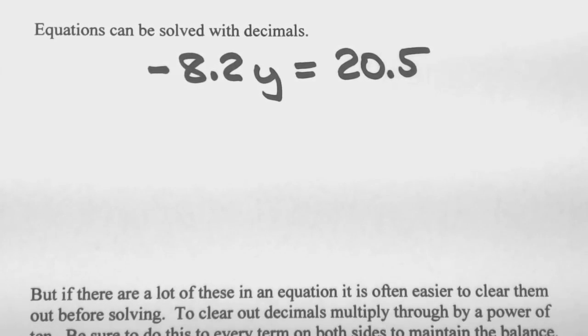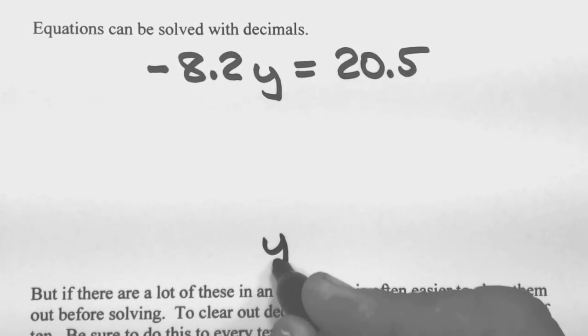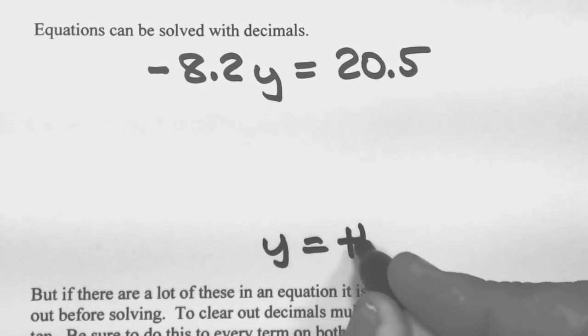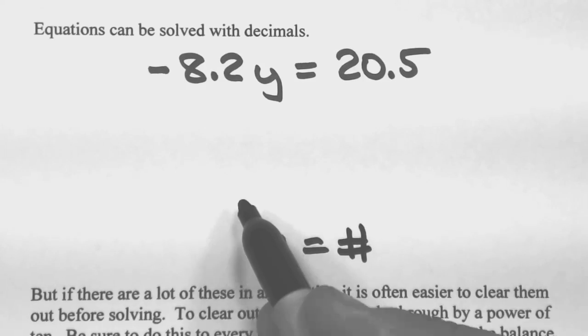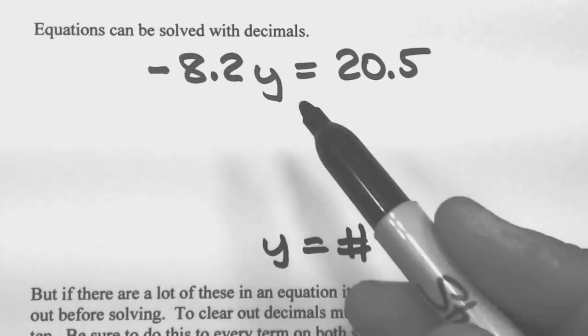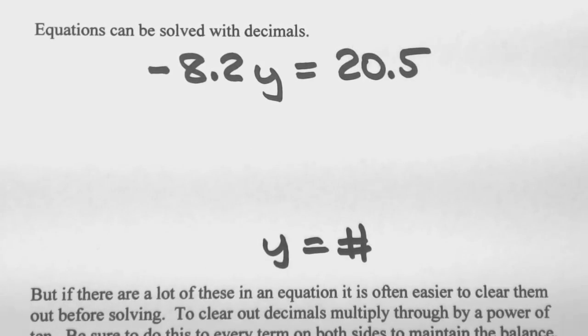So, nobody to move here. Remember, of course, our goal is y equals whatever number the answer is. In this particular problem, we already had just a y term on the left and the plain number on the right. So, we're ready to get the final answer.